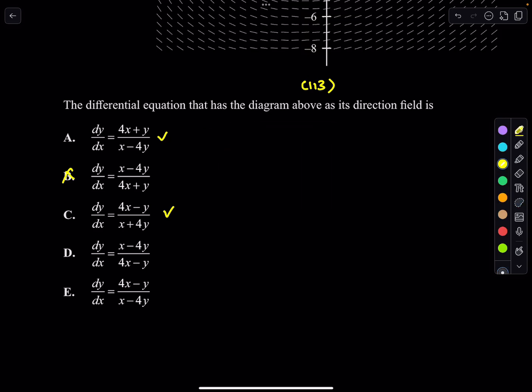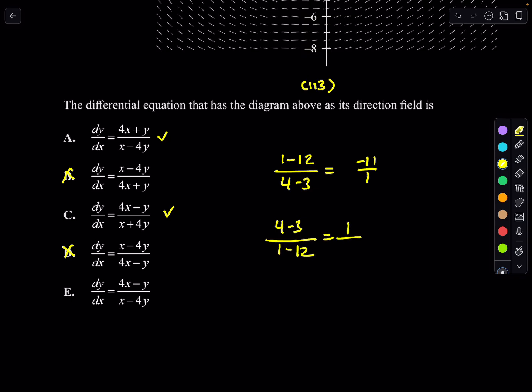And so let's try D. D is 1 minus 4, 8, 12. So 12 over 4 minus 3, which is negative 11 over 1, which is again not right, because remember, it's supposed to be approximately 0. The gradient's negative 11 in this one. So it's not D. Let's try the last one, which is 4 minus 3 over 1 minus 12, 1 over negative 11. So this is also close to 0. So it could be A, C, or E.